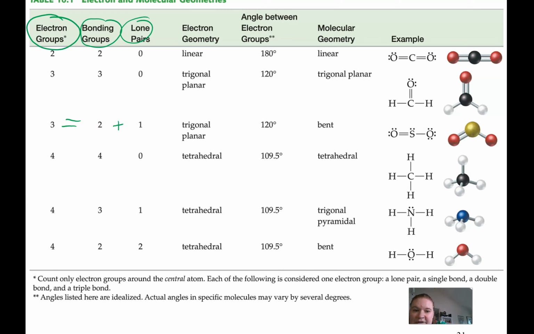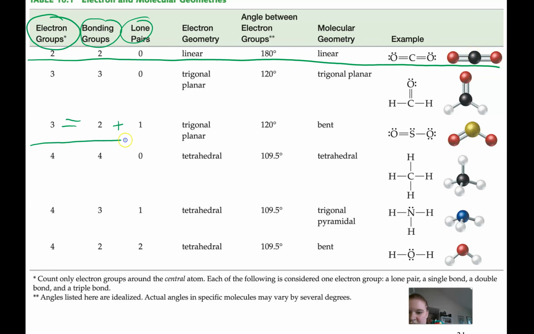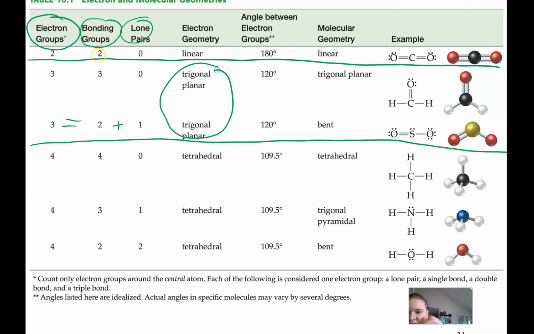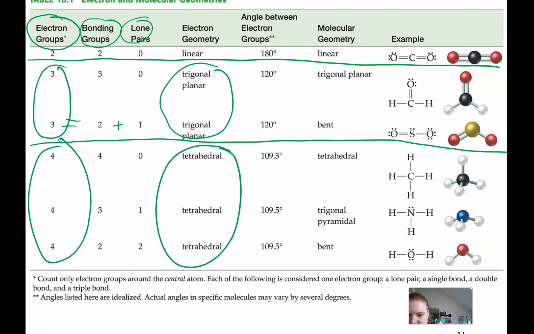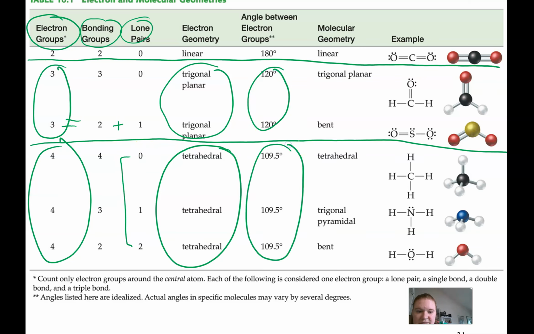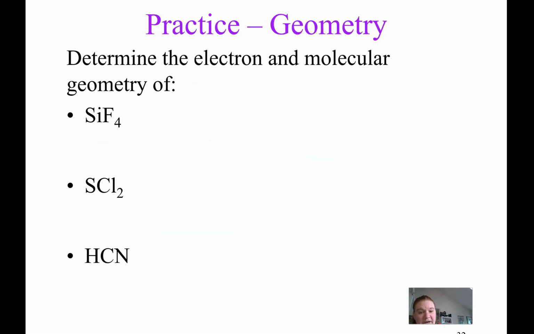We have the electron geometry and then the molecular geometry. So notice there's also some families. So we have the linear family, the trigonal planar, and then the tetrahedral. So the trigonal planars have three electron groups, and the tetrahedrals have four electron groups. And then their molecular geometry is going to vary based off of how many lone pairs they have, but they also share bond angles. And then there's an example for each one of them on the side. So we're going to practice a couple of these.